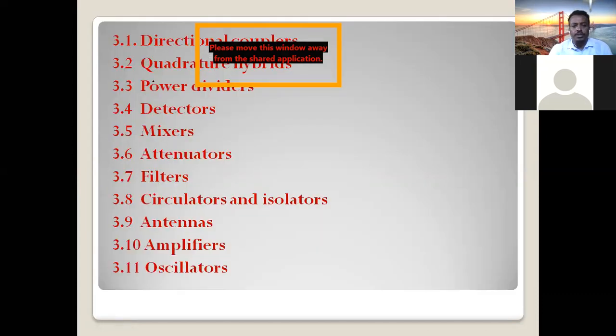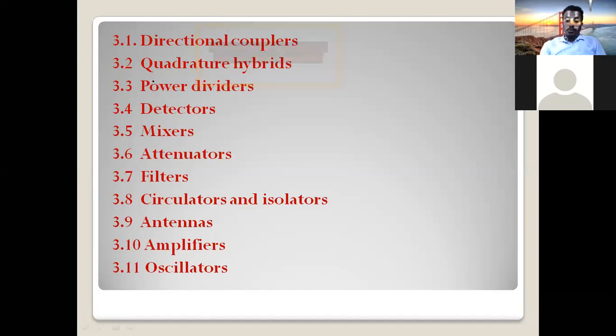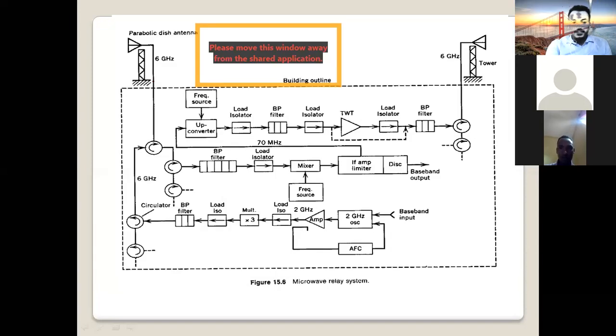Some of the components are listed here, and we'll discuss each component one by one. If you ask me what is the purpose of discussing each component, as you can see in this diagram, this is one example of a microwave system, which is a microwave relay system for telephone transmission.